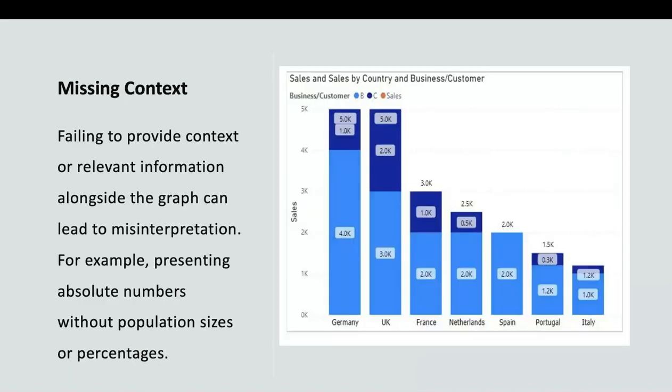Missing context. Failing to provide context or relevant information alongside the graph can lead to misinterpretation. For example, presenting absolute numbers without population size or percents. Really, with that information missing, you can't get the true picture of what the graph is talking about with Germany, UK, France, Netherlands, Spain, Portuguese, and Italy. That information of the population size and the percentage could give a lot more meaning to what we have in the graph here. It's misleading now, and it has a lot of missing information that is very valuable.